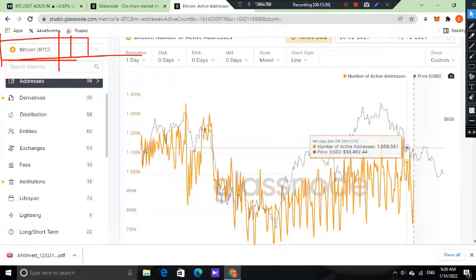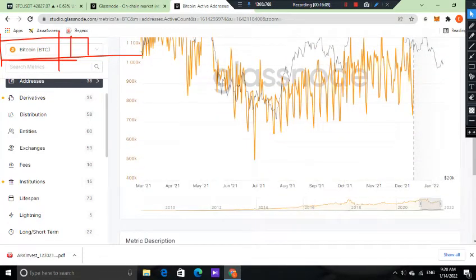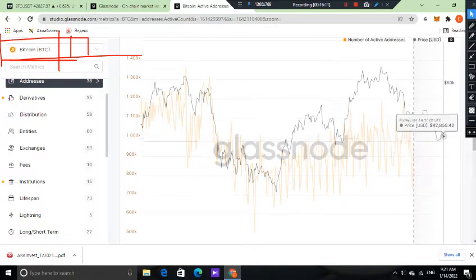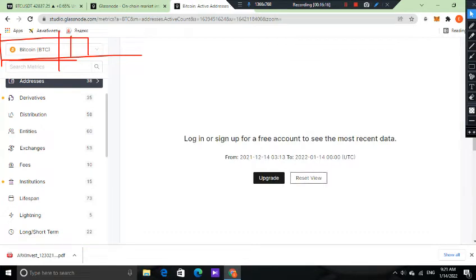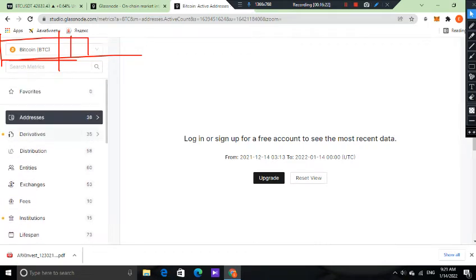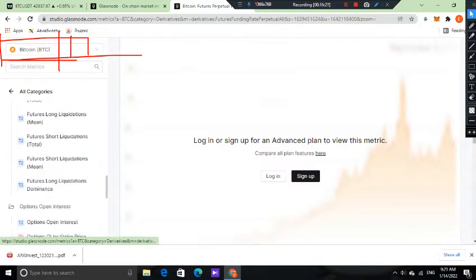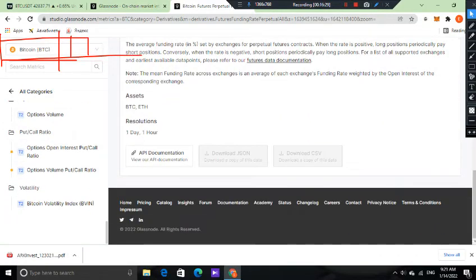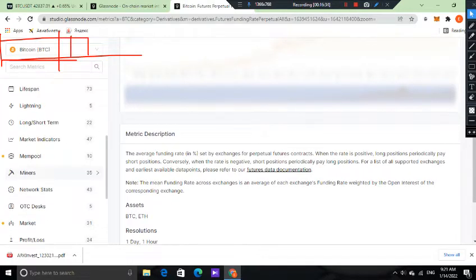When Bitcoin price was at 50k. I don't know why it doesn't show me more information. Yes, you have to log in for that. Yes, as I told you, there's a lot of data here. You can use them, and I do usually use unchained analysis.